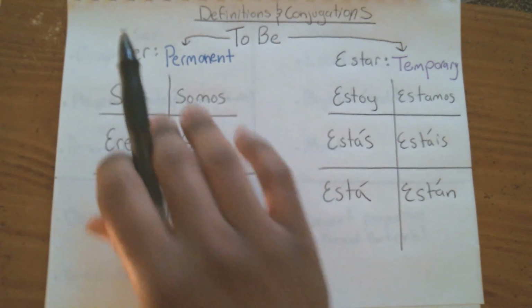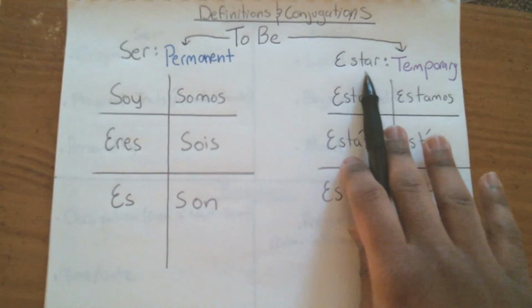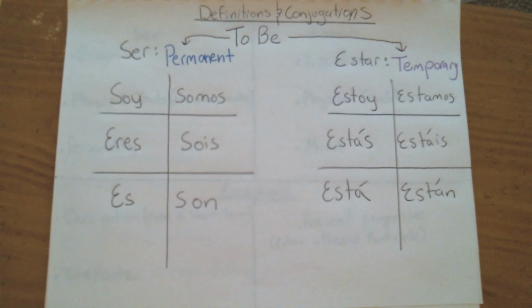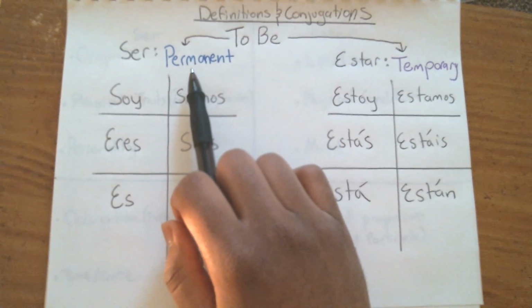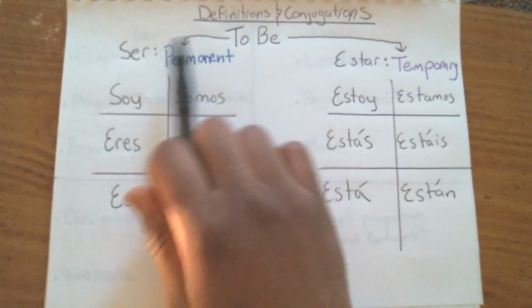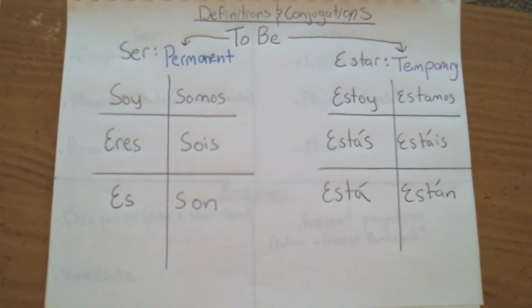Both the verb ser and the verb estar mean to be. For example, if you were to say, I am a human, or he is happy, or she is nice, they both mean the verb to be, but they mean it in different contexts. You use ser when you're saying a permanent feature or a permanent trait or something that's long-term. For example, if you were to say he is a man or she is a woman, that's something you're born with, that's something that's permanent.